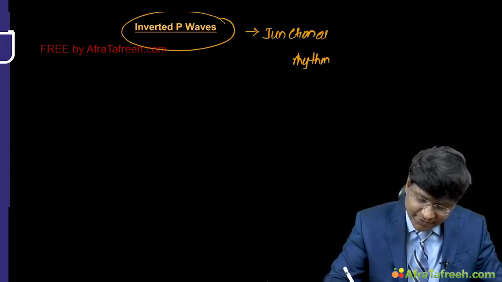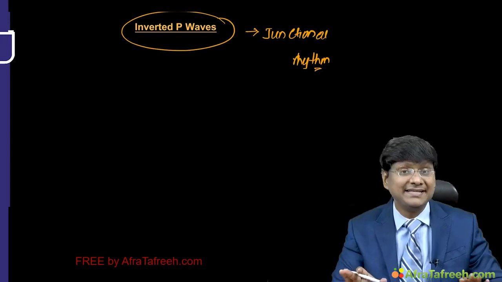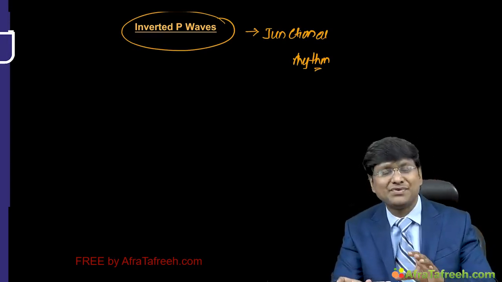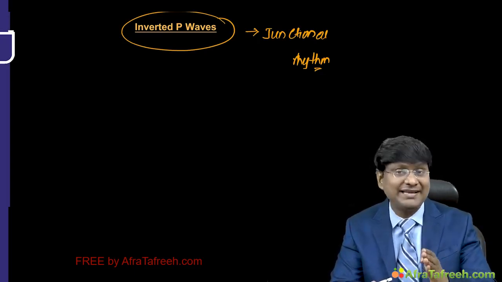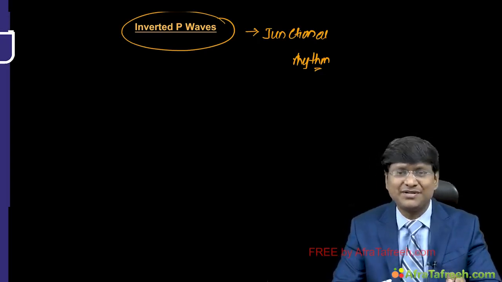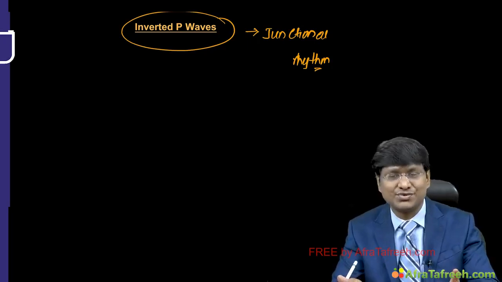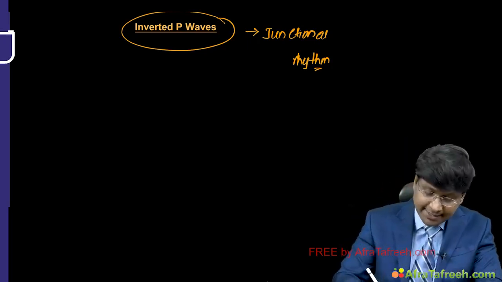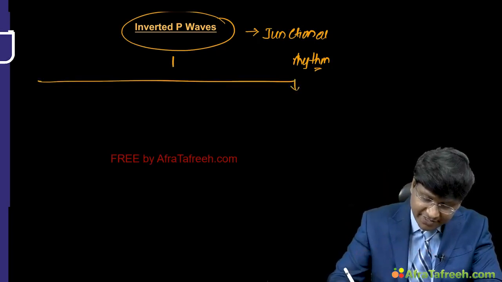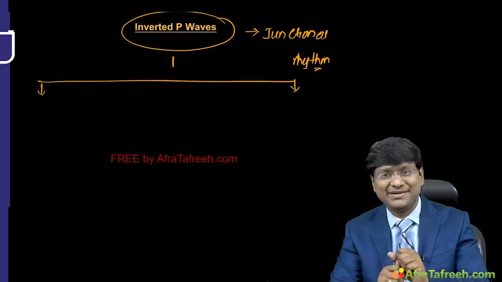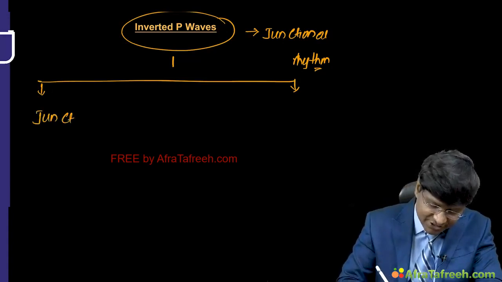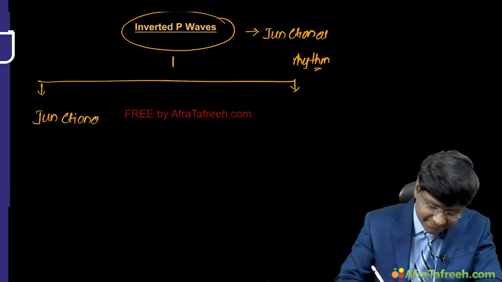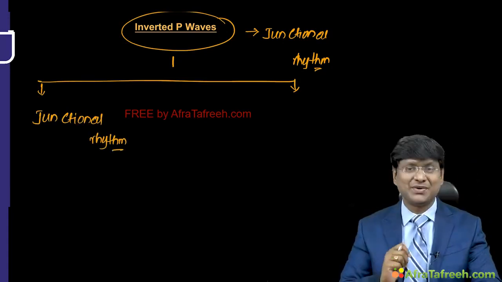Right? In junctional rhythm, you get these inverted P waves. Now, you need to know: is it only in junctional rhythm that you come across these inverted P waves, or do we have any other conditions also? We have that. Now, if there are inverted P waves, there are two scenarios. One is in case of accelerated junctional rhythm. Right? That is one scenario.